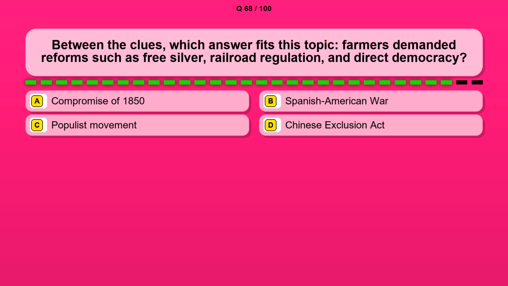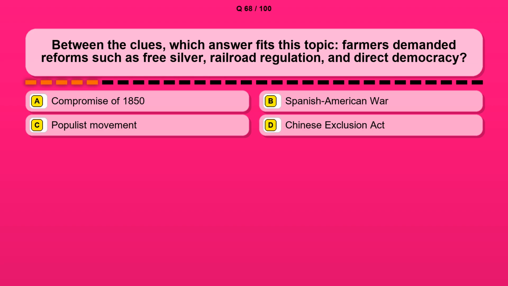Question 68. Between the clues, which answer fits this topic? Farmers demanded reforms such as free silver, railroad regulation, and direct democracy. Option A, Compromise of 1850. Option B, Spanish-American War. Option C, Populist movement. Option D, Chinese Exclusion Act.